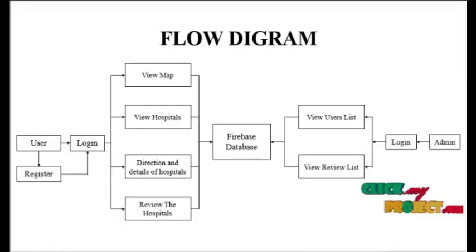Flow diagram of our project. The user can register or log into the app, then the app asks for permission for the current location. If the user allows, it goes to the map. If the user disagrees, then the map does not work. Then it automatically shows the map using the Google API. Then all the nearby hospitals in your current location are fully displayed by our app.